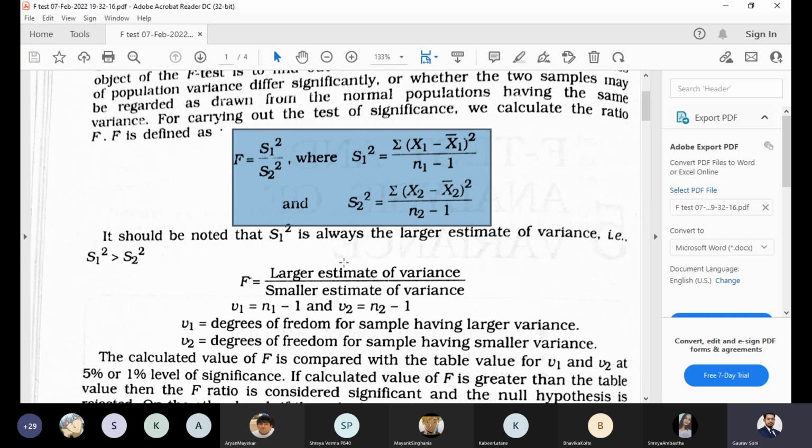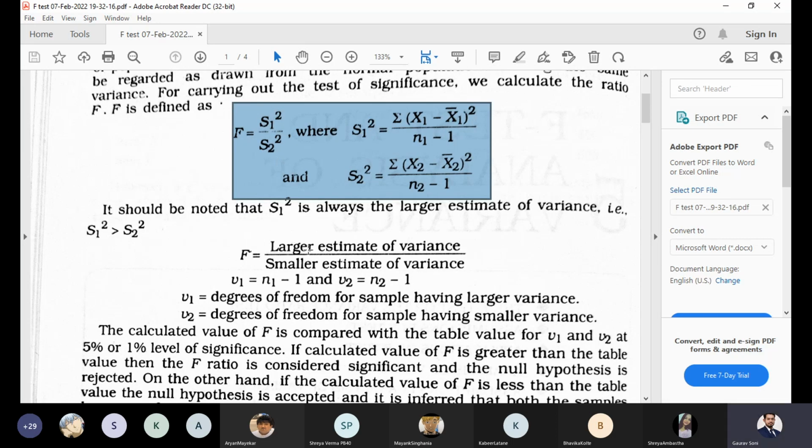So it should be noted that S1 square is always the larger estimate of variance. So S1 square is greater than S2 square. Note that the numerator is larger. There is nothing particular about S1 and S2. Those are just the notations, but whichever is larger needs to be in the numerator. That is the conclusion. Fine. So F is equal to larger estimate of variance upon smaller estimate of variance. So first of all, we will find S1, we'll find out S2, then we'll see which one is larger, then I will keep it in the numerator.